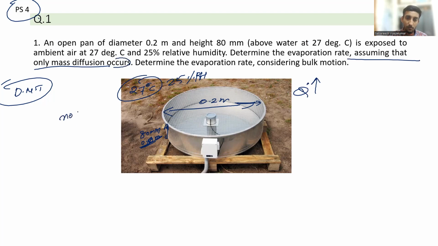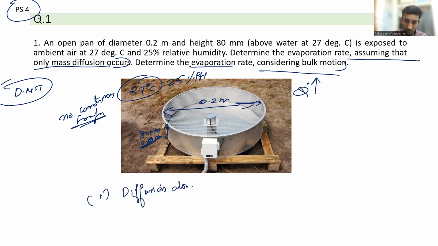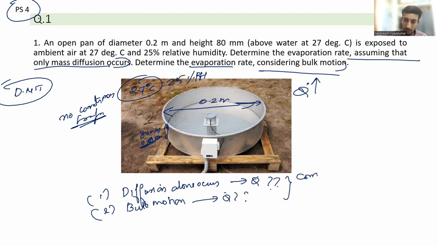So no convection mass transfer, etc. occurs. Then, determine the evaporation rate considering bulk motion. So the first question is, if diffusion alone occurs, what is the evaporation rate? If bulk motion occurs, what is the evaporation rate? And how will they compare, how will they vary?